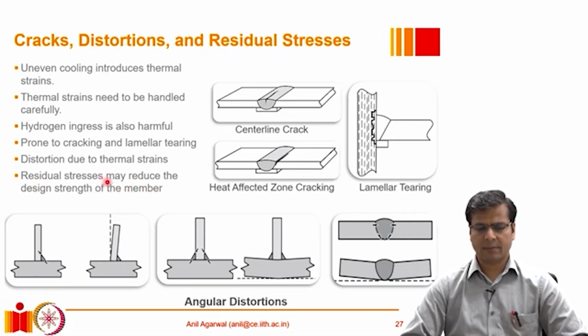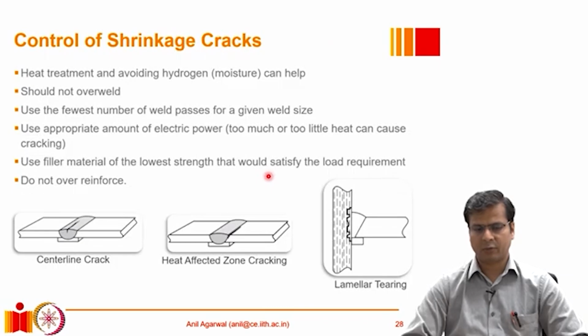So residual stresses can be handled to some extent using design equations by changing the capacity of the member somewhat. However, the other types of situations, especially where we have very large distortions or where there is a possibility of a crack appearing in the welded zone, those things have to be prevented and some precautions have to be taken. So generally, the reason for developing a shrinkage crack or an excessive distortion is basically poor heat management.